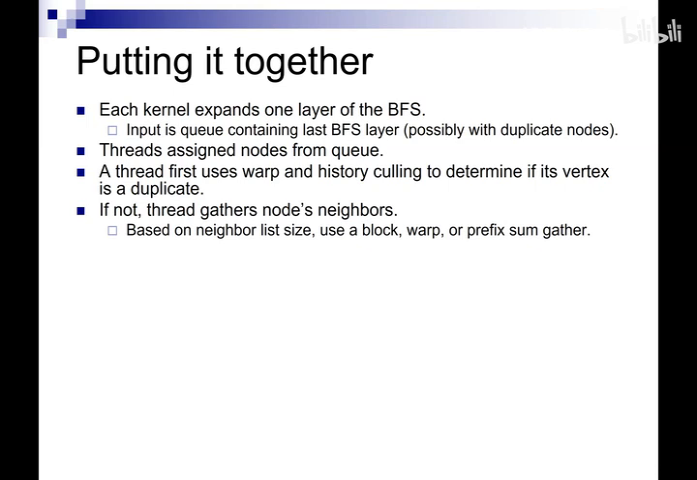Okay, if it's not a duplicate, then the thread is going to gather the node's neighbors and add them into this layer's queue. Based on how many neighbors we have, we're going to use a block, a warp, or just the thread itself to collect these neighbors. If the thread has many neighbors, it's going to try to grab an entire block of threads to help it read the neighbors. If the thread just has a few neighbors, like 2, it's just going to grab the neighbors by itself.